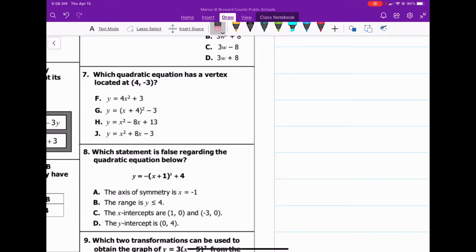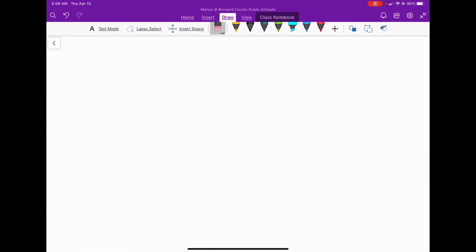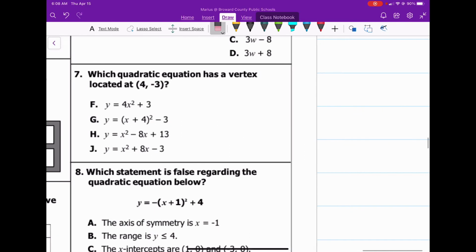And today we're going to take a look at another quadratic question, a quadratic review question. So let's go ahead and jump in and take a look at number 7. Number 7 reads, which quadratic equation has a vertex located at 4, negative 3? All right.